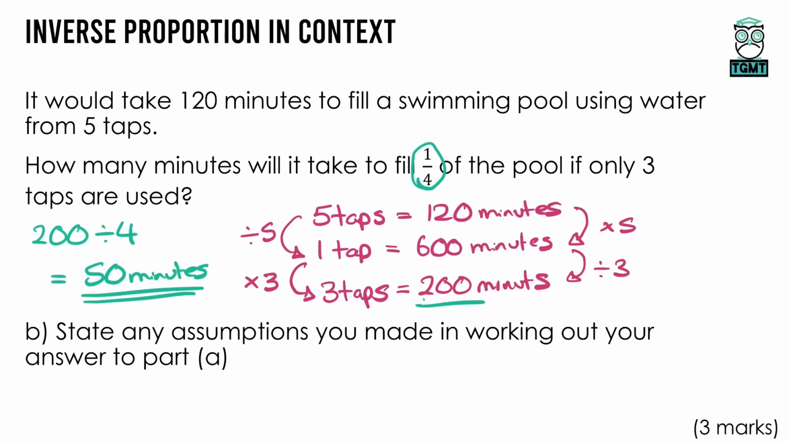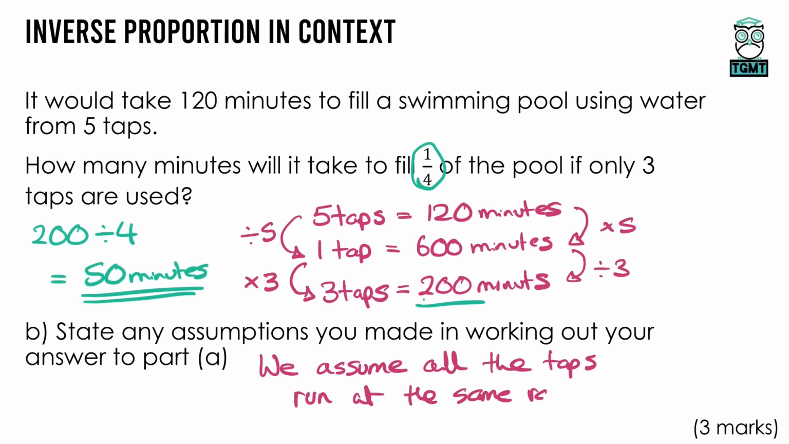Part B here says state any assumptions you made in your working out with your answer for part A. So if we're going to state assumptions, well, we assume in this question that all of the taps run at the same rate. If the taps do not run at the same rate, then actually it could be a longer or a shorter time. So we just need to say something about the rate. So we assume all the taps run at the same rate. And if we were asked, what if our assumption was wrong? Well, actually our time could be higher or lower.